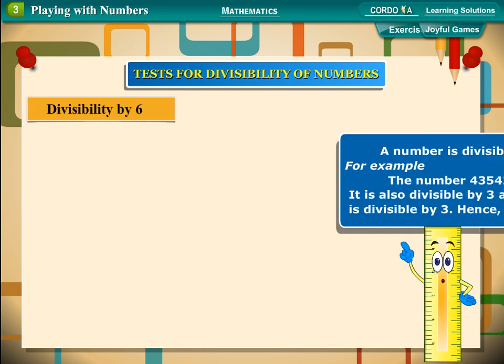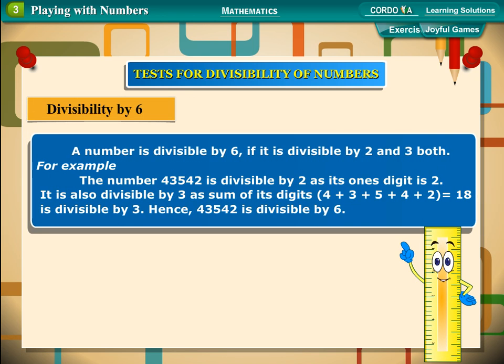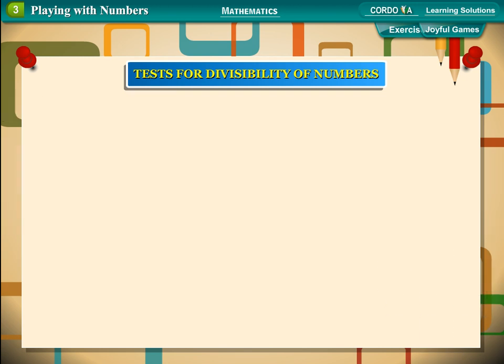Divisibility by 6. A number is divisible by 6 if it is divisible by 2 and 3 both. For example, the number 43542 is divisible by 2 as its ones digit is 2. It is also divisible by 3 as the sum of its digits, 4 plus 3 plus 5 plus 4 plus 2, is equal to 18, which is divisible by 3. Hence, 43542 is divisible by 6.